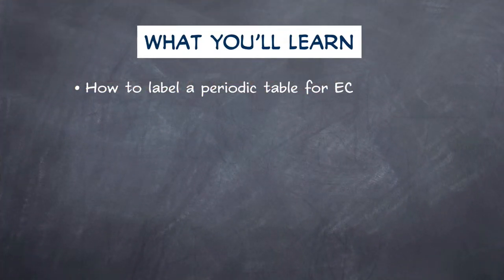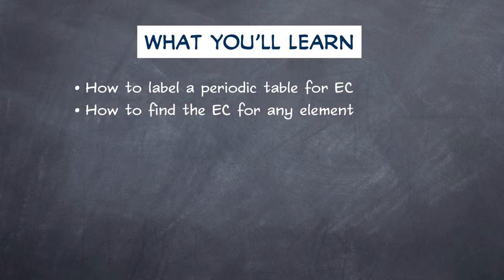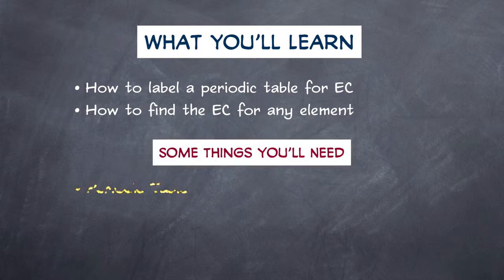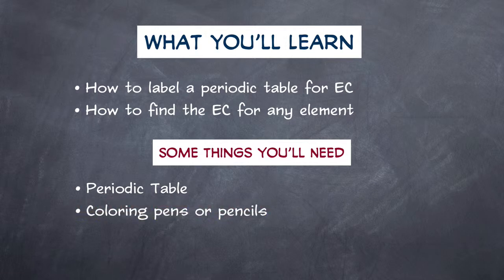What you'll learn today is how to label a periodic table for electronic configurations, and how to find the electronic configuration for any element. Now, there are a couple of things you're going to need. You're going to need a periodic table, and you're going to need some coloring pens or pencils. Let's go ahead and get started.